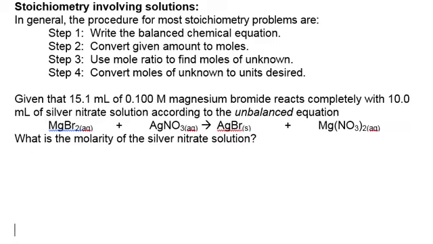So the steps are the same, whether we're talking about gravimetric stoichiometry, gas stoichiometry, or solution stoichiometry. What's different is what we use to do those conversion steps. So when we've got solutions, we have calculations involving concentration and volume as opposed to calculations involving mass and molar mass.